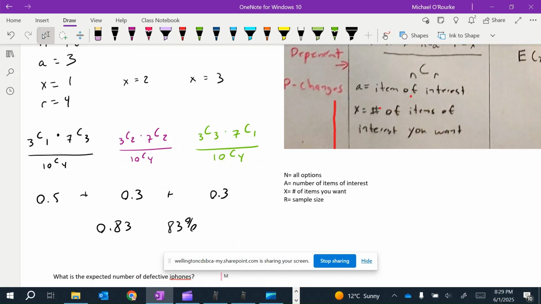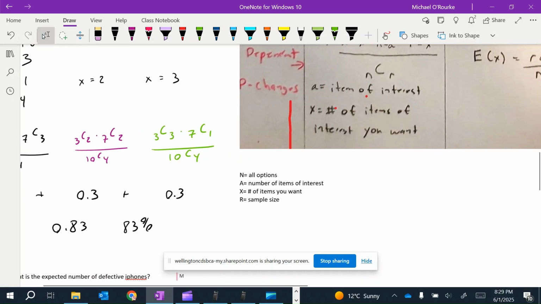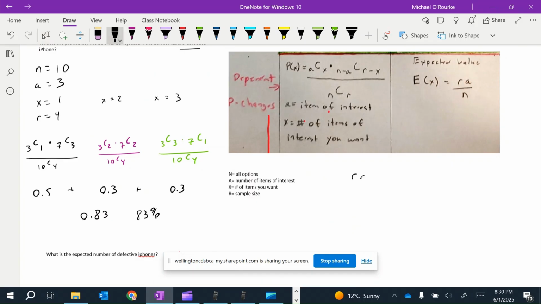Now, what's the expected number? Our expected number is R times A divided by N. So R is 4 times A is 3, divided by 10. So 0.7 is our expected number of defective iPhones. Oh no, sorry, my bad. I added those numbers together. That's going to be 1.2. So on average, if we were to select out of a box with 3 defective, and I'm selecting 4, we're going to average getting 1.2 defective iPhones.